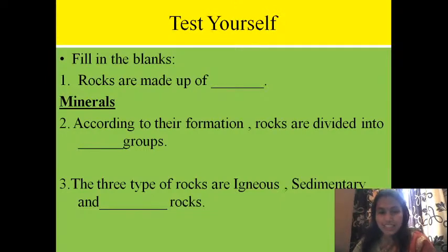See the correct answer? Yes, the correct answer is 3. According to their formation, rocks are divided into 3 groups. Yes, now you can see the third question on your screen. The 3 types of rocks are igneous, sedimentary, and dash rocks.